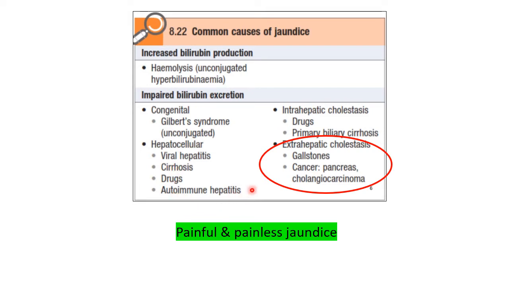In surgery, most of the time it is extrahepatic cholestasis that we are handling in surgical patients. And these are usually, most of the time, due to gallstones or cancer of the pancreas, cholangiocarcinoma, and periampullary carcinoma. And these causes can be described as painful and painless jaundice.